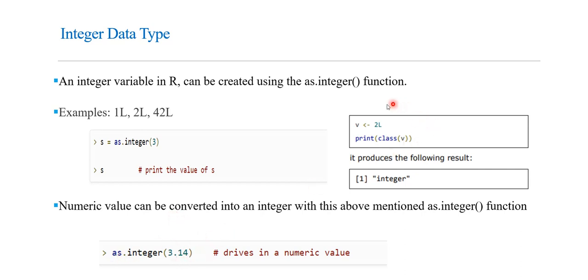Okay, so one way of defining an integer in R programming is whenever you write a number followed by capital L, this will be considered as an integer. Next, in case any other value is given and you want to convert it to an integer, you can use this function as dot integer of.